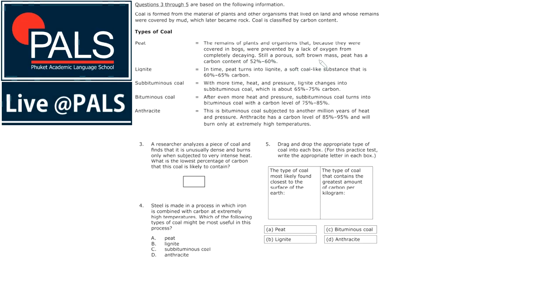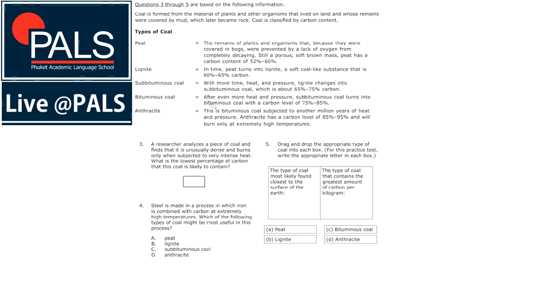It's still a porous, soft brown mass, and peat has a carbon content of 52 to 60%. And we have lignite. In time, peat turns into lignite, a soft coal-like substance that has a carbon content of 60 to 65%. Then we have subbituminous coal. With more time, heat, and pressure, lignite changes into subbituminous coal, which has about 65 to 75% carbon content.